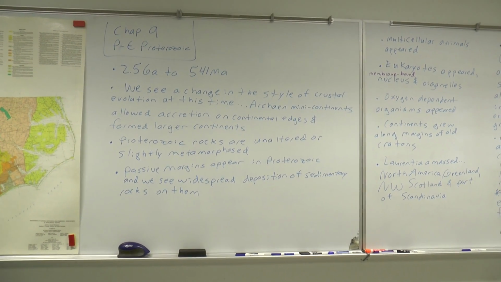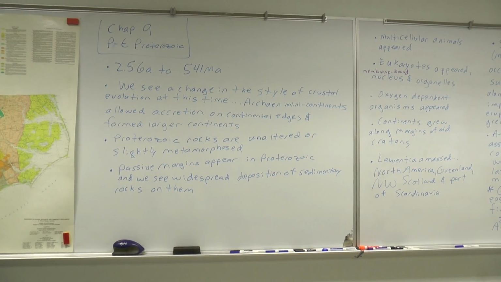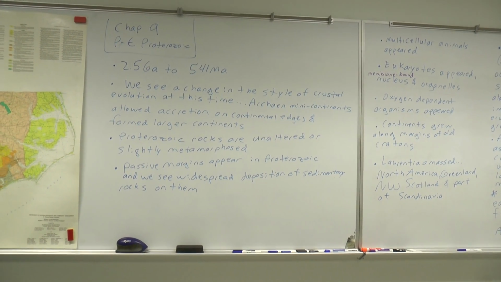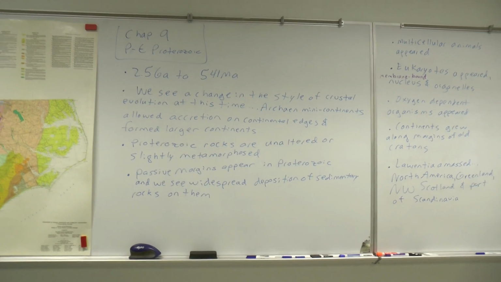What else do we start to see in the Proterozoic? Widespread deposition of sediments that would then form sedimentary rocks on our passive margins.